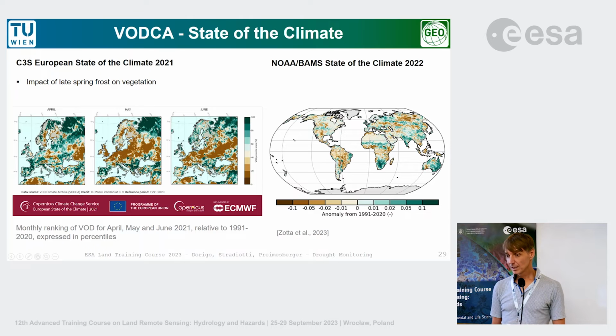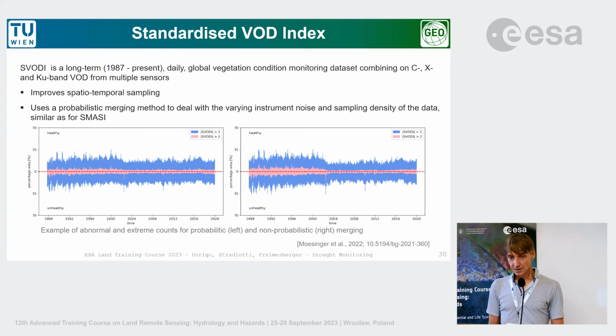Or you look at the state of the climate again. So the anomalies for 2022 are very similar to those of soil moisture, as we saw. I'm starting to repeat myself, but this is very similar to SMASI. We developed the standardized VOD index, which is a sort of drought indicator based on vegetation optical depth, so an indicator of vegetation anomalies.